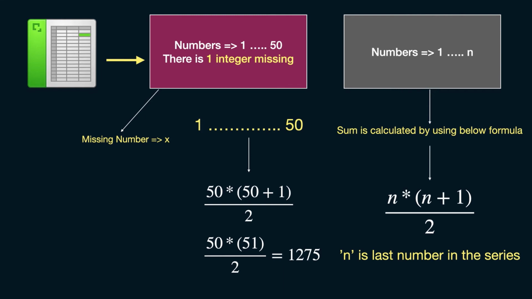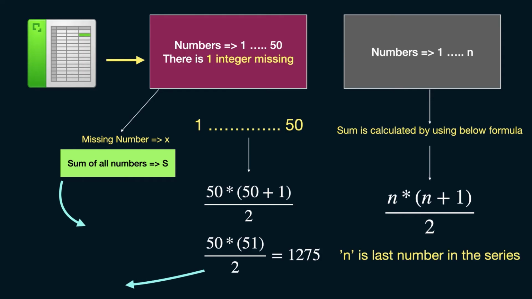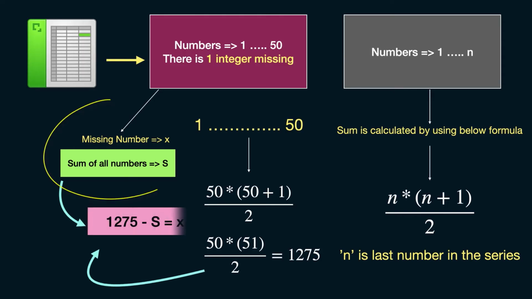Therefore, all we need to do is sum all the integers present in the given series and subtract that sum from 1275. The difference would give us the missing integer, because 1275 is the sum of natural numbers from 1 to 50, and the given sum is that of natural numbers from 1 to 50 without including the missing number. Hence, subtracting the sum of the given series from 1275 will fetch the missing number.